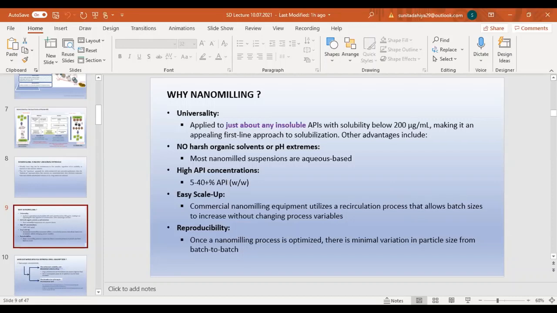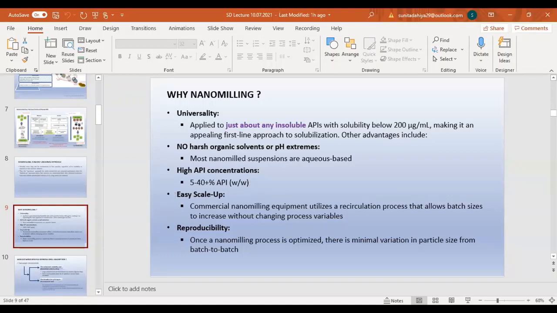Also, this method has other advantages, like it doesn't use any harsh organic solvents, or pH extremes. Most of the nanomill suspensions are aqueous based. Most of the time it is water itself. Some researchers have also tried PEG, that is polyethylene glycol, which is also aqueous in nature, although not water, but most of the time it is water. And you can load a high API concentration in the nanomill equipment, ranging from 5% to 40% and more, weight by weight, right? And you usually get 100% of the drug loading. That is the advantage of this method.